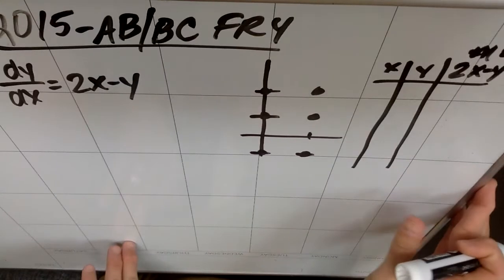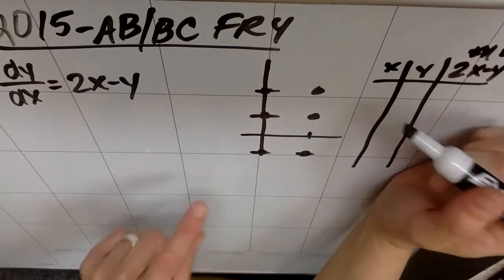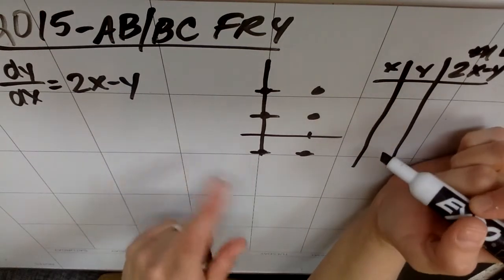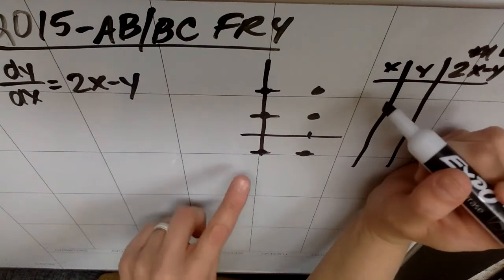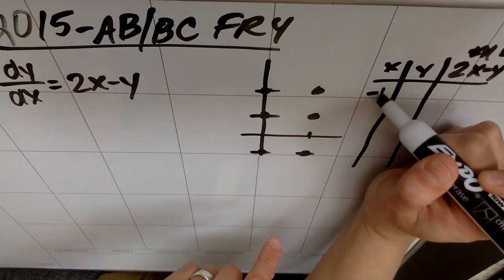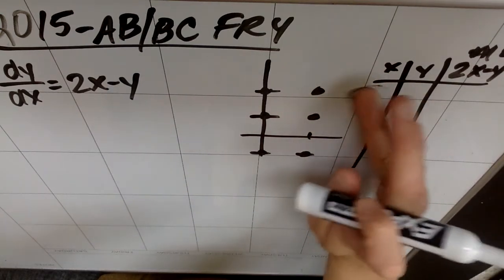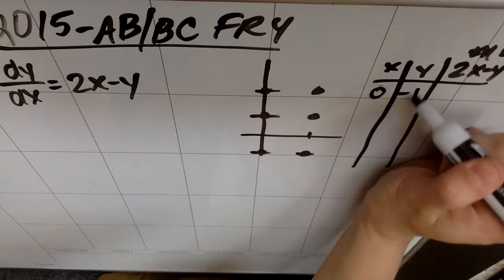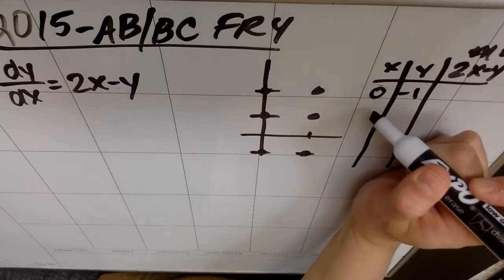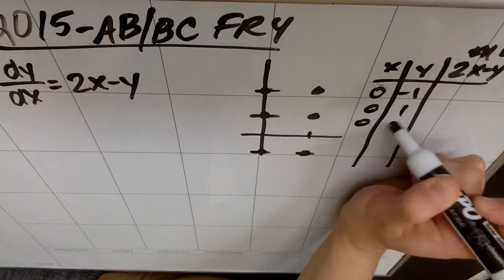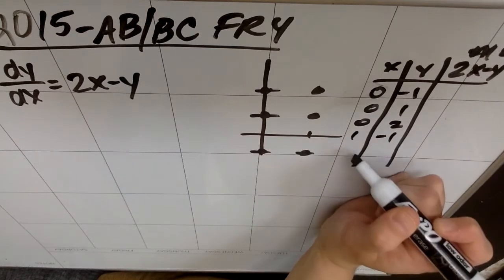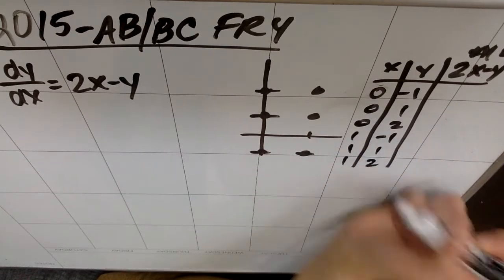Cool. So my x points, I always start with the bottom left and work my way up and then to the next column. I don't know why. So negative, my bad, 0, negative 1. 0, negative 1, right? 0, 1, 0, 2, 1, negative 1, 1, 1, 1, 2, right?